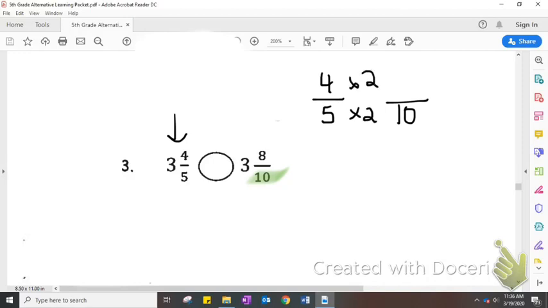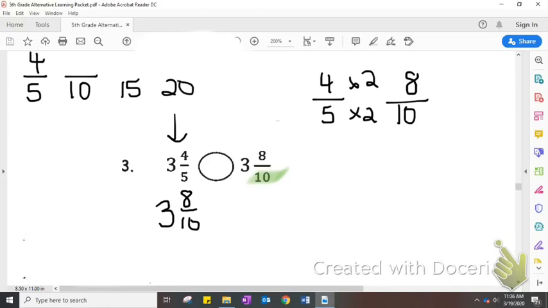I have to do the same thing to the numerator. 4 times 2 is 8. So that means that 3 and 4/5 is the same as 3 and 8/10. We know that from skip counting fractions to find equivalent fractions. There it is. That means that these two fractions are equivalent.